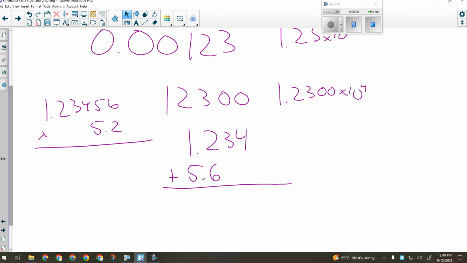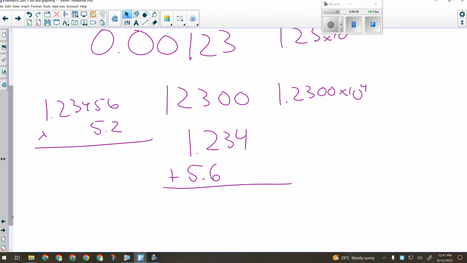If I'm multiplying or dividing, my answer has the same number of significant digits as my least accurate number. My least accurate number there is 5.2. It has 2 significant digits. My answer would have 2 significant digits, regardless of decimal places.